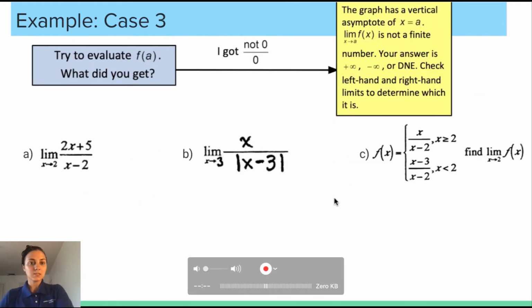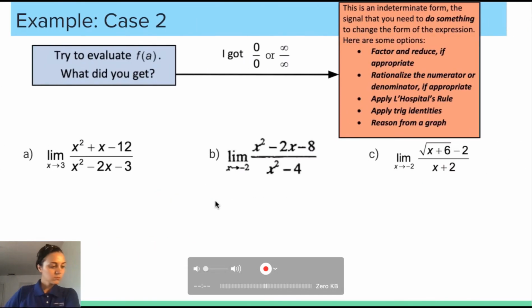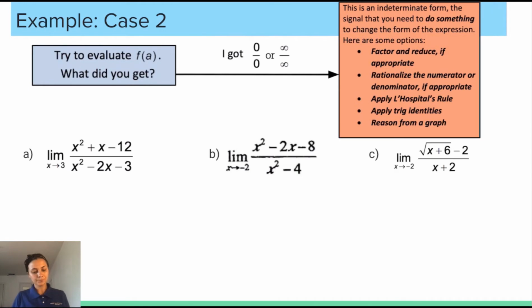Okay, so in case 2, this is when we could get other things like 0 over 0 or infinity over infinity. And so these values right here are called indeterminate forms. There's a little vocabulary for you. When you think of that word indeterminate, it means like, I'm not sure.